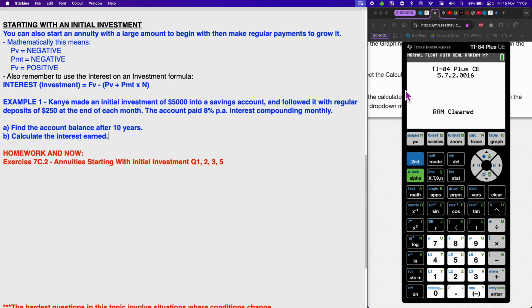So a reminder as well, you will have access to this TVM Solver graphics calculator during your tests. I'll patrol around, making sure that that's the only thing open.